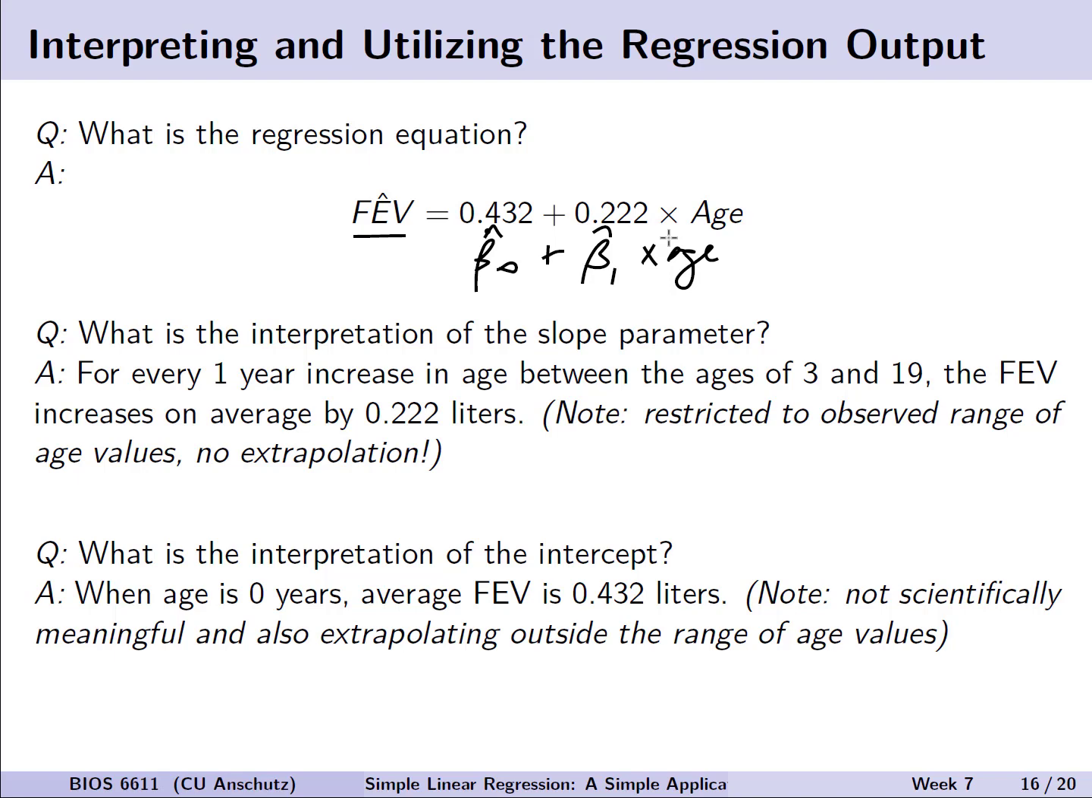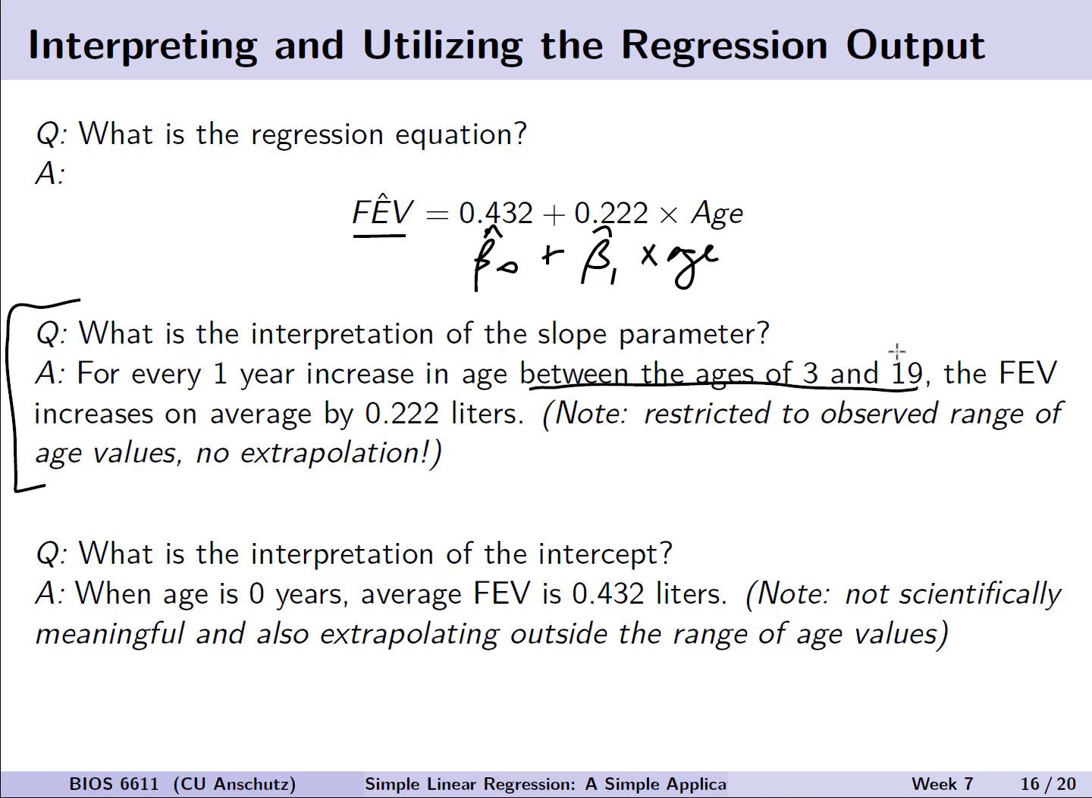Now we might want to actually interpret what beta naught and beta 1 actually imply based on our data. For example, we might ask, what is the interpretation of the slope parameter? Now we're going to be very strict here and very detailed with our definition, and you may generally see it be a little more relaxed. But here we're going to state that for every 1 year increase in age, between the ages of 3 and 19, being very explicit here, the FEV increases on average by 0.222 liters.